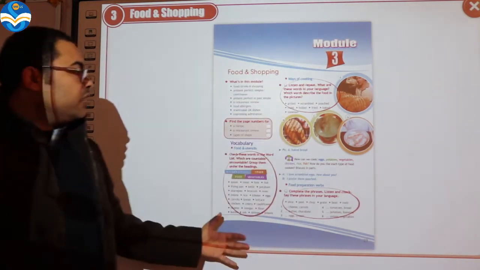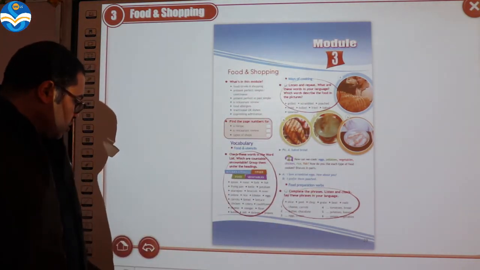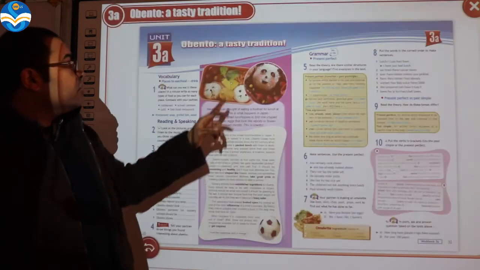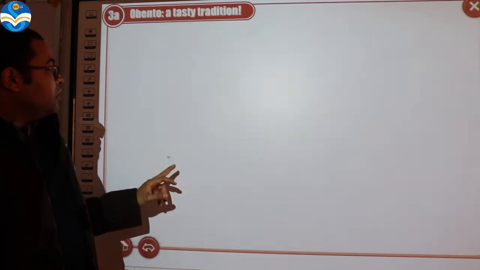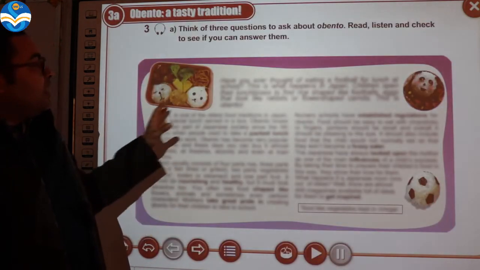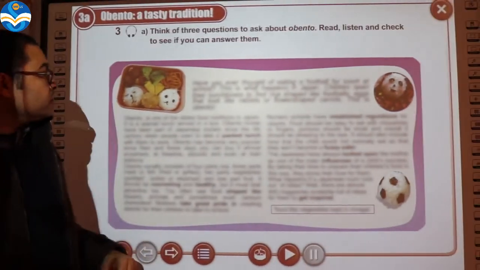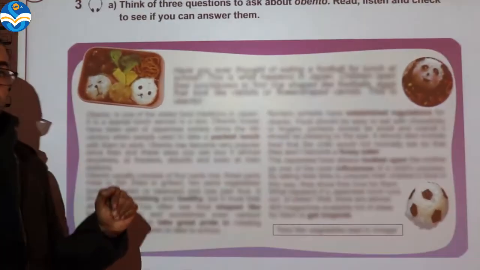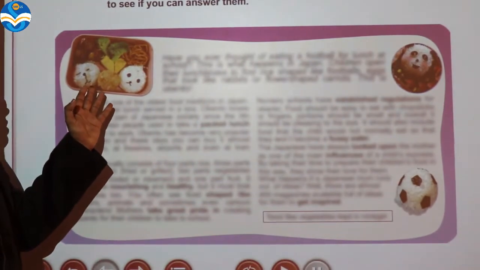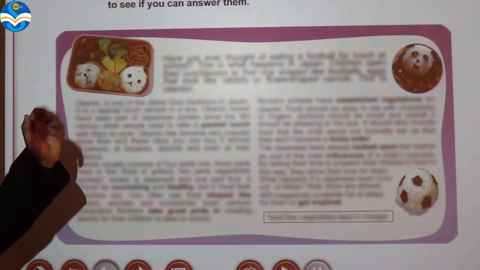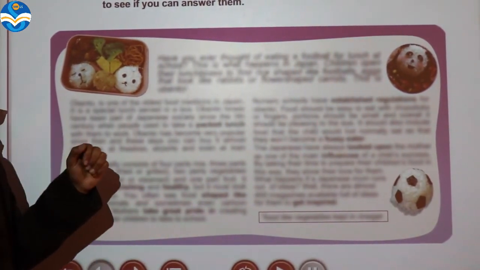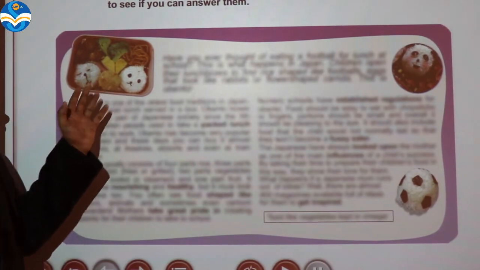Module 3, lesson 1, the start. So let's go to lesson 3. What can you see in this photo? We can see a box filled with food. What kind of food can you see? It's shaped like animals.